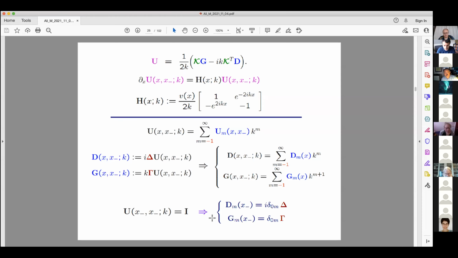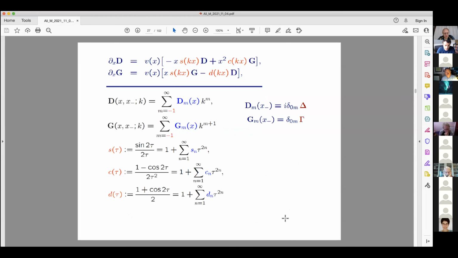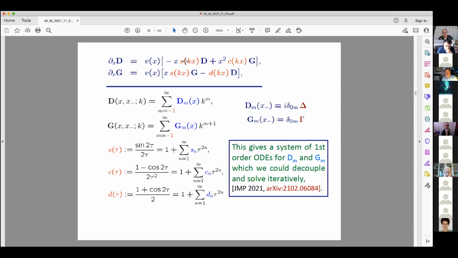And there is also an initial condition for the evolution operator, right? U at the initial time is just 1, and that sets some initial conditions on these equations, which says that these coefficients vanish except the 0th one, which is just this delta and gamma. So this leads to these expansions. So we plug this in the equations, and we managed to solve the infinite system of equations iteratively. The solution is given in this paper.